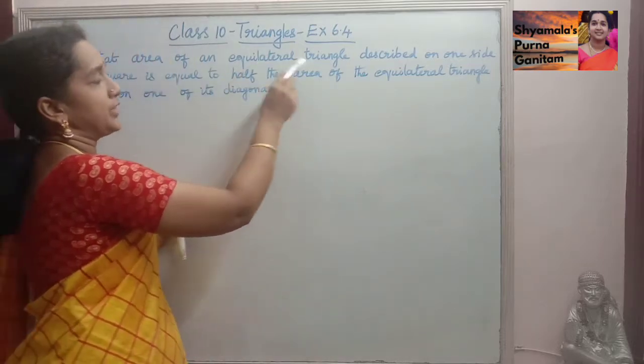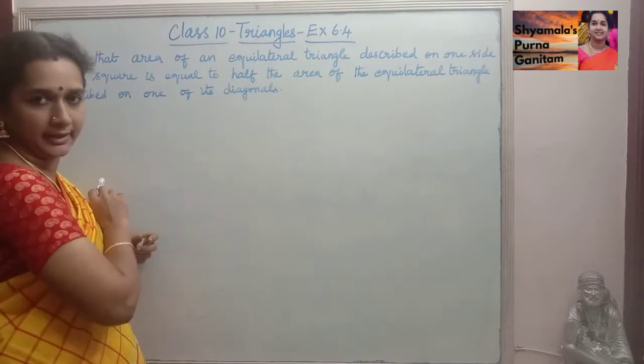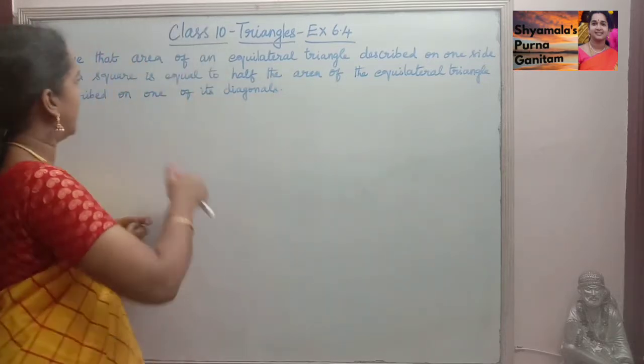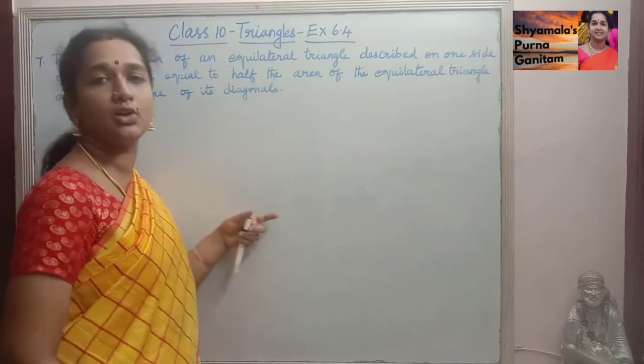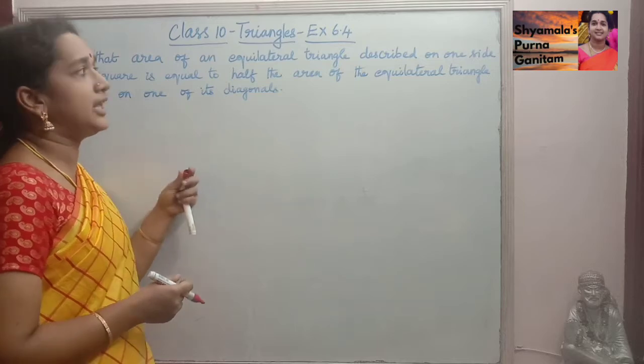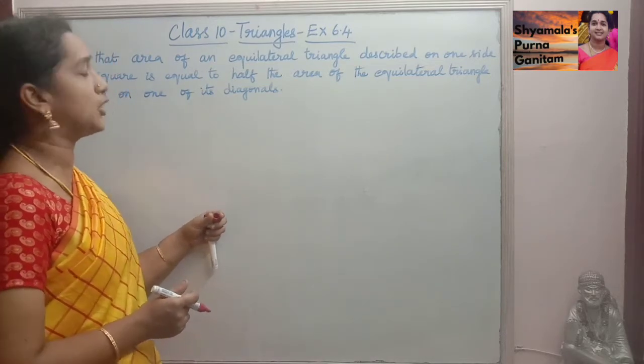Prove that the area of an equilateral triangle described on one side of a square is equal to half the area of the equilateral triangle described on one of its diagonals. Okay, so prove that the area of an equilateral triangle described on one side of a square.